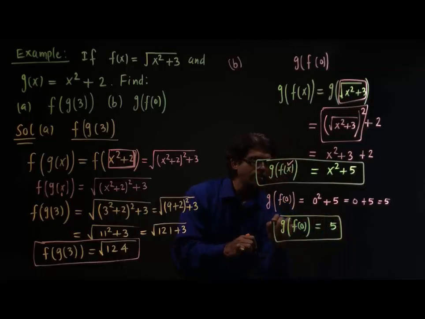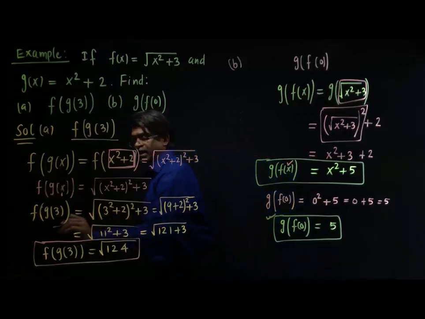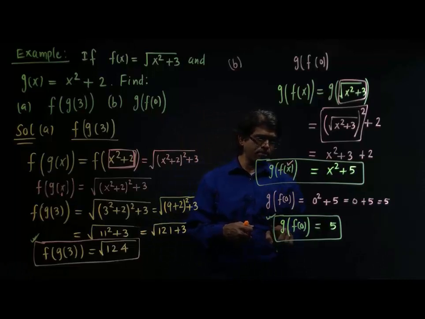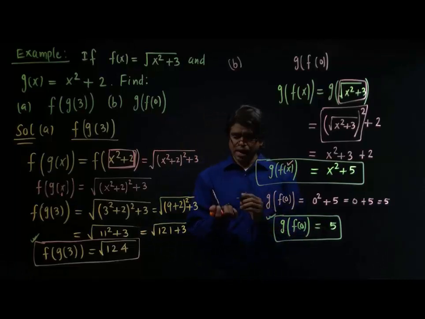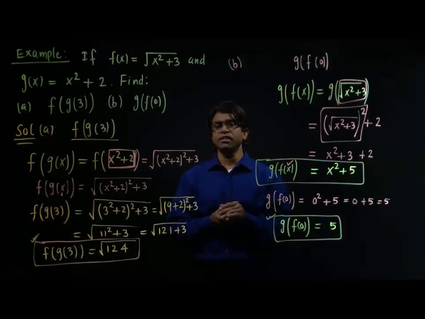So as you can see, my value for part A is the square root of 124 and for part B is 5. And this is how we will use a composite function to find the given values.